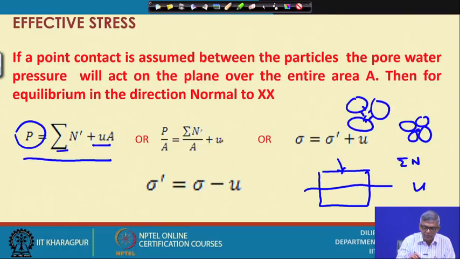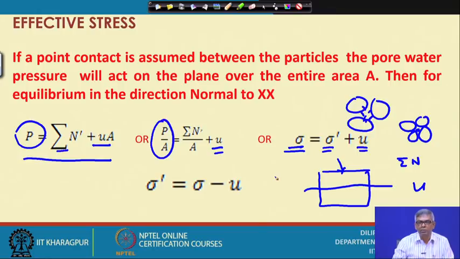Now, if I divide by a to all, then you can see P by a equals sigma n dash by a plus u. Now, this we have defined in the previous slide: P by a is nothing but sigma, and sigma n dash by a is nothing but sigma dash, that is effective stress, and u is nothing but pore water pressure u.